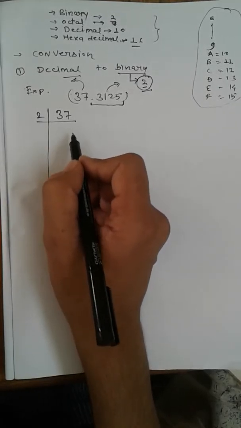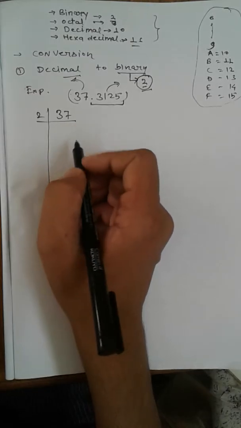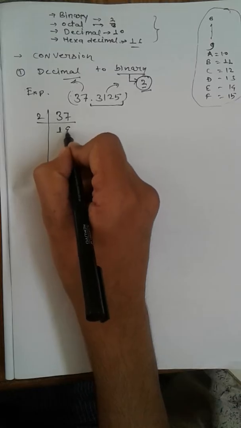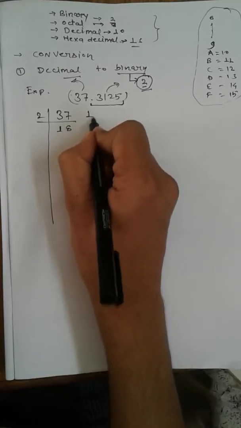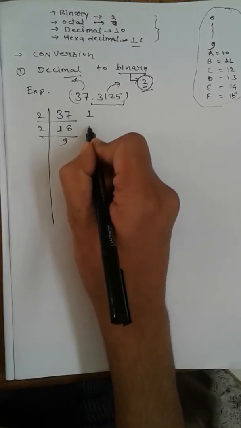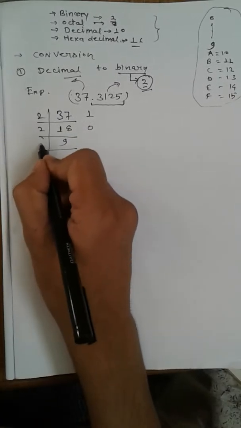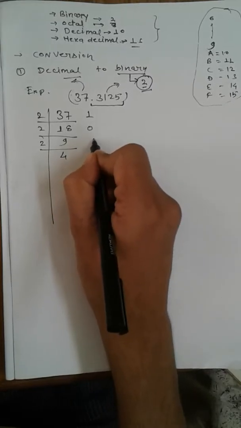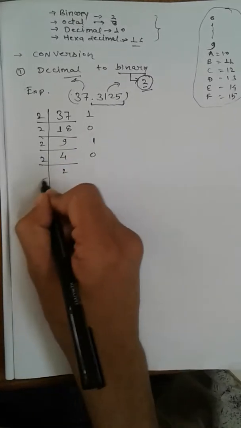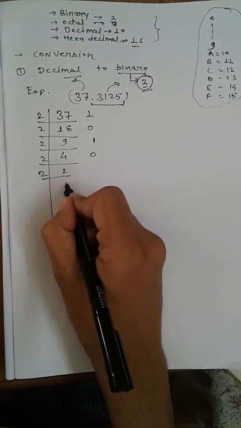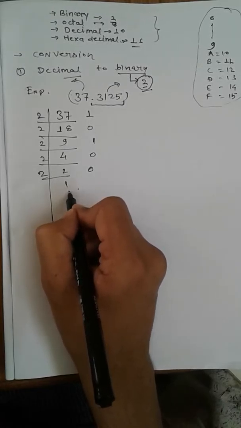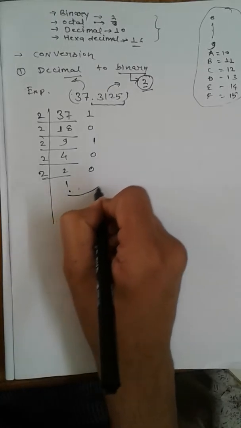If you have any remainder, you write it on the side. So firstly 37 divided by 2 is 18, and the remainder is 1, so we write it here. Then 2 into 9 is 18, the remainder is 0, we write it here. Then 4, the remainder is 1, and you can do it similarly. Then we have to read the remainders from lower to upper.